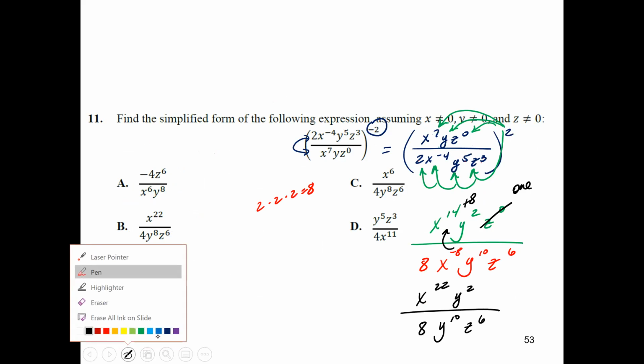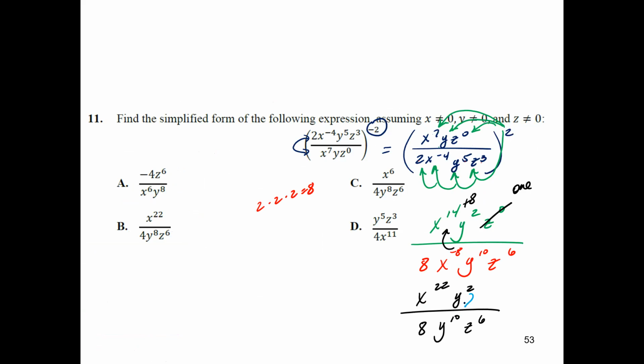Okay, so as I look at this here, I notice that the 2 is smaller, so I bring down the 2. So I have x to the 22 over 8, 10 minus 2 is an 8, z to the 6. So as you guys are looking for your answer, which one looks like this?